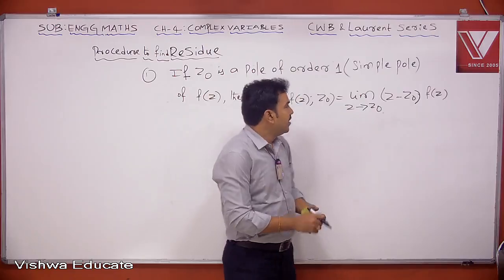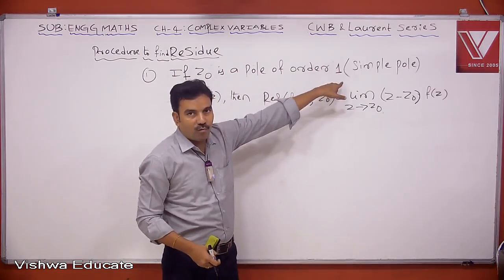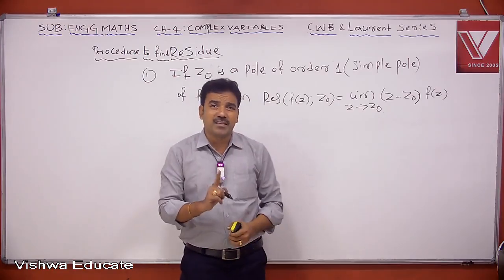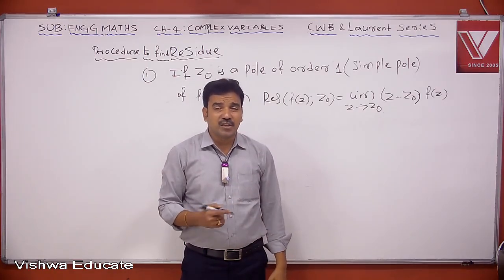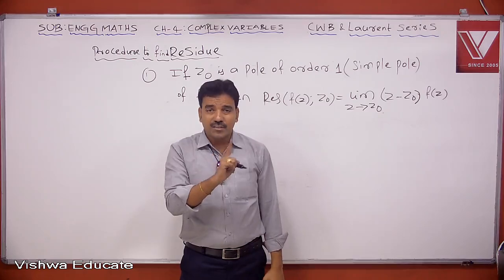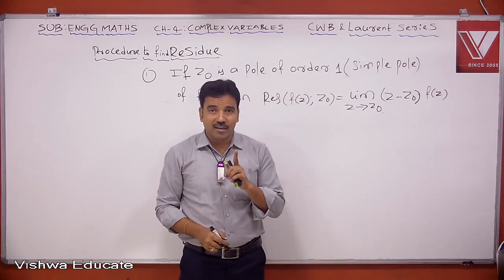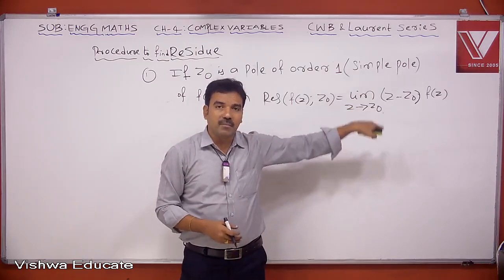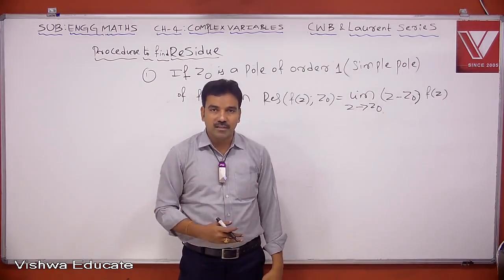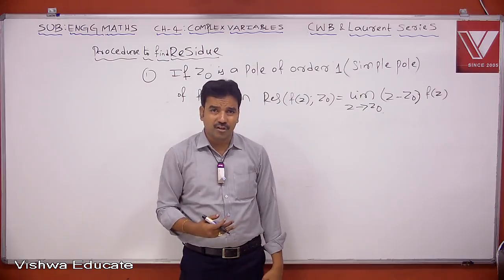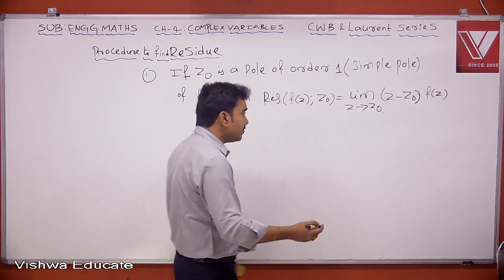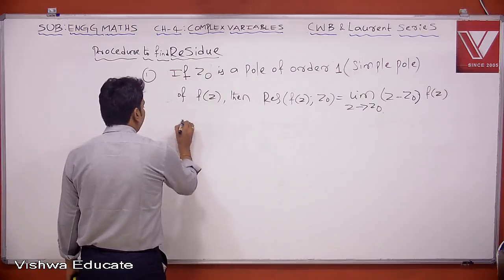Simple logic. Here I am saying that it is a pole of order 1. Pole of order 1 means the highest power of 1 by z minus z naught in the series expansion of f of z is 1. So z minus z naught will be there in the denominator. To cancel out that z minus z naught, multiply f of z with z minus z naught, so that the rest will be something in terms of another function. Then you can apply the limit as z tends to z naught. Let us take an example.